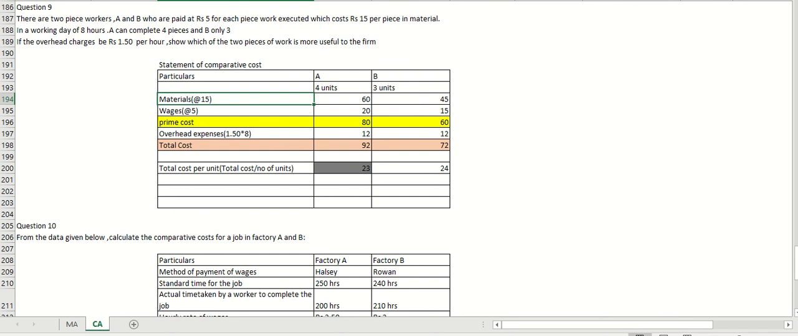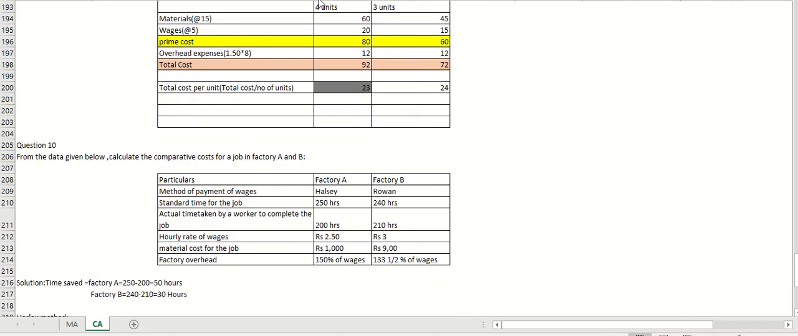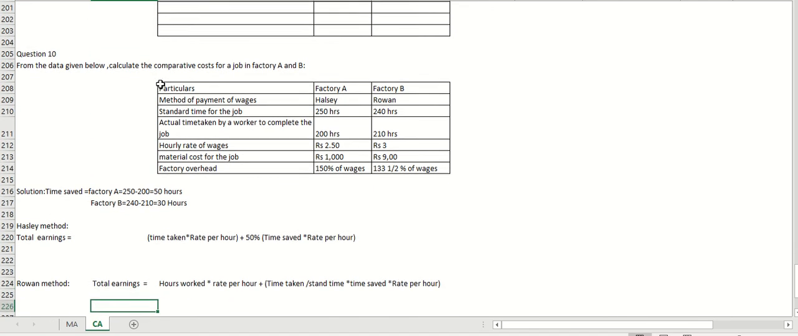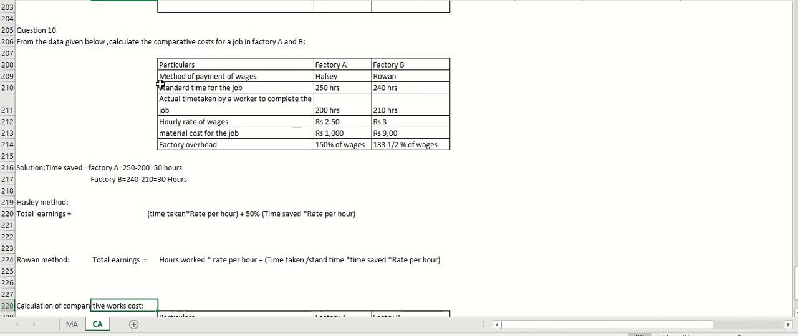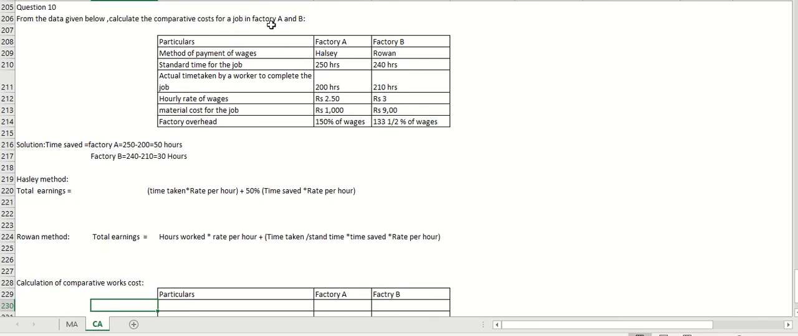Hence, worker A is assumed to be more useful to the organization. So, moving on to the next question. From the data given below, calculate the comparative cost for a job in factory A and B. So you're supposed to calculate the factory cost. They've given for factory A and for factory B the standard time, the actual time, the hourly rate of wages, material cost, and the factory overheads.